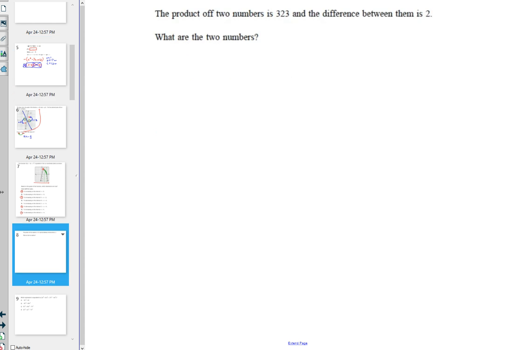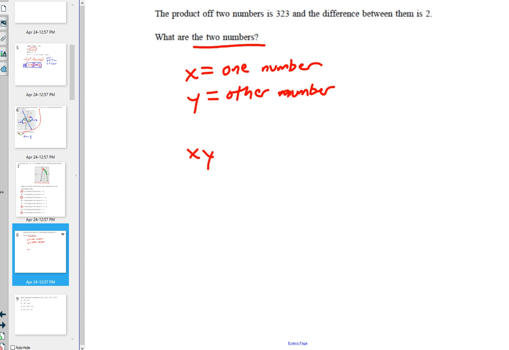A product of two numbers is 323. The difference between them is 2. What are the two numbers? It's a system. Yes, this requires calculations, but it shouldn't be anything that's out of the ordinary. First, we got to define two variables. They want two numbers, so let's let x be one number. Let's let y be the other number. The product of the two numbers is 323, so that means xy is equal to 323.